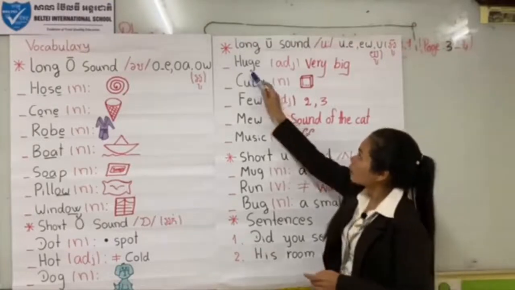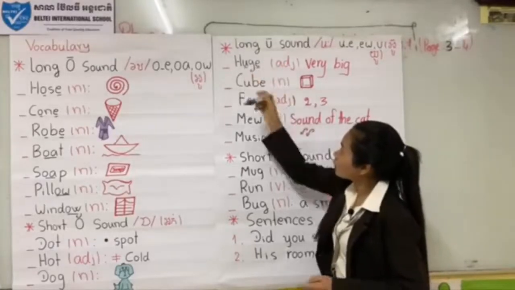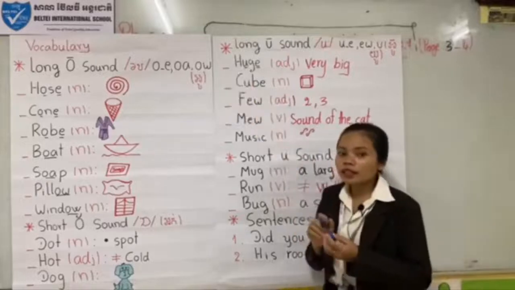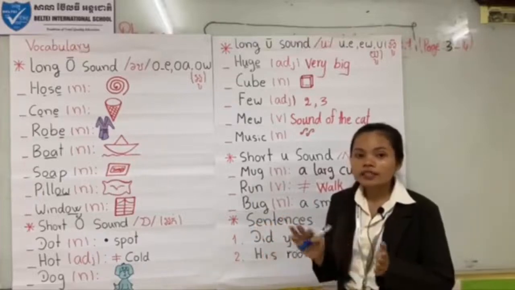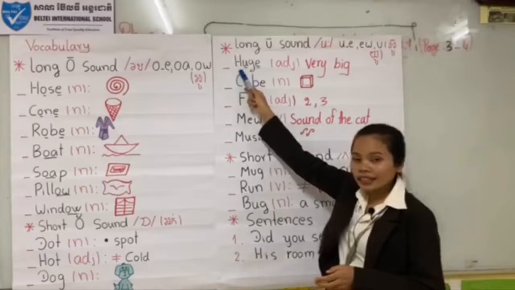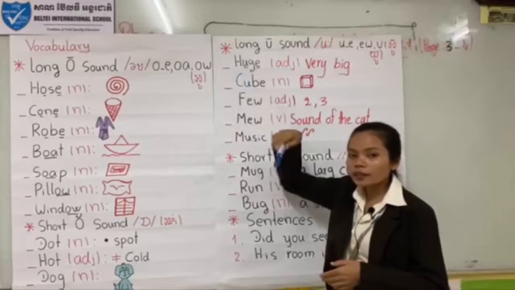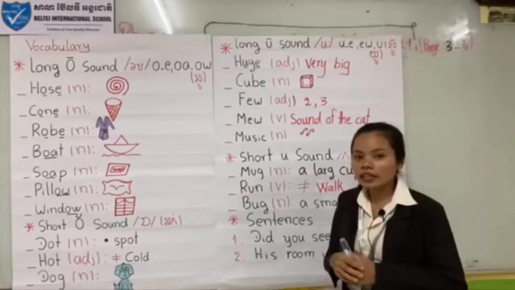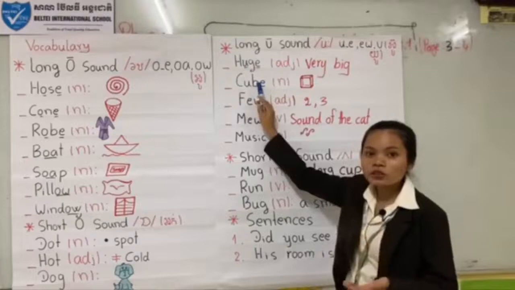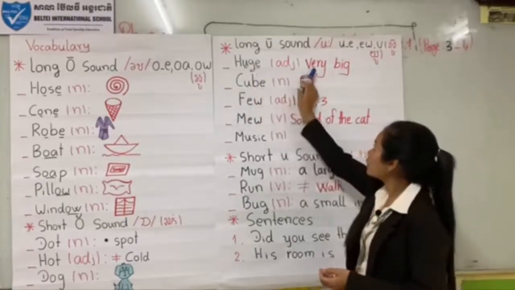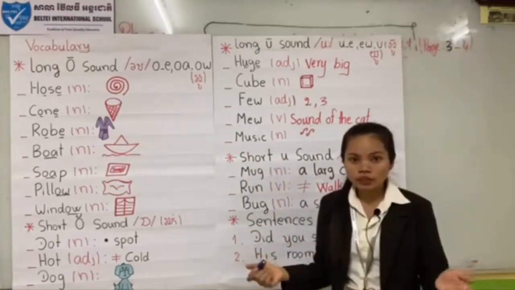Okay. Now let's look at here. When you use U silent E, sometimes the consonant that is used with the long U sound will change the sound. For example, the letter H here usually sounds H, but with the long U sound, it changes to ch. Huge. Huge here means very big. For example, this room is very huge.